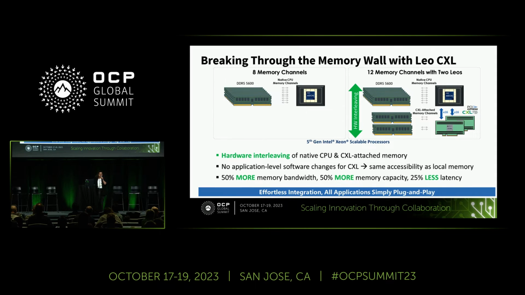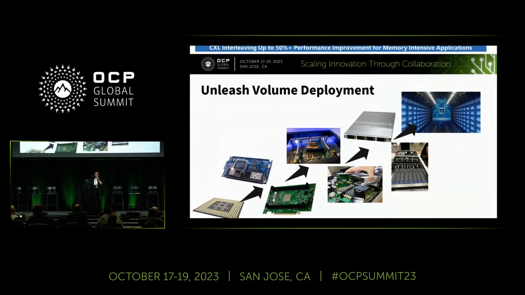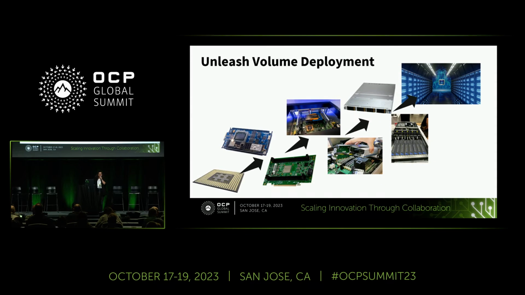And then you take these configs and you use real-world applications. And the impact to real-world applications is there. We are seeing up to 50% improvement for memory-intensive applications, and they go across various fields, starting from AI, computational fluid dynamics, data warehousing, ocean and weather modeling, and many, many more. So what do we want to do? We are at the cusp of volume deployment. We have done all of this work so far, and what we really want to do is get to the next level.